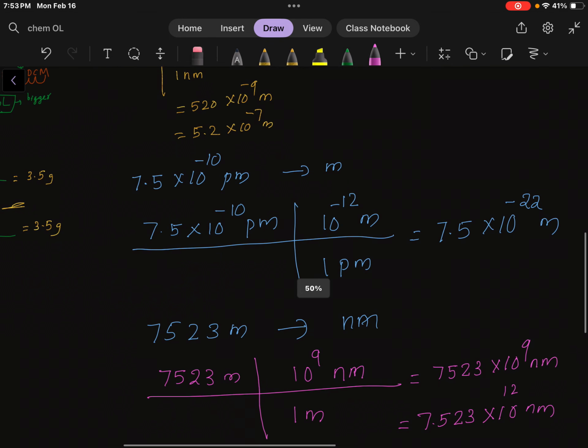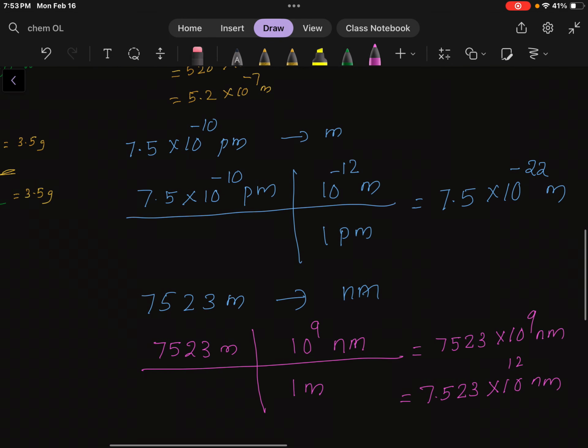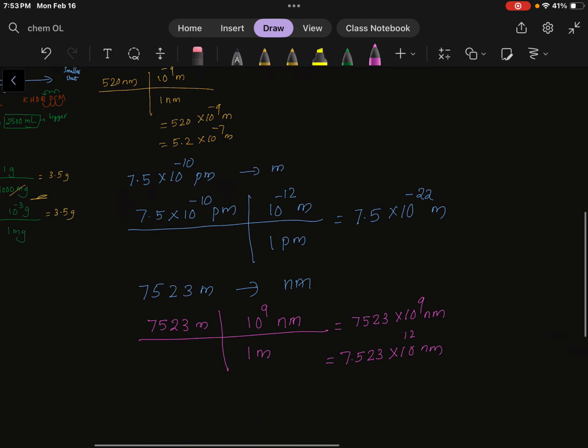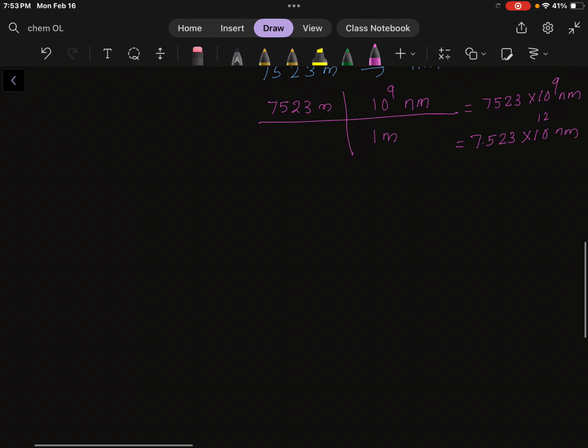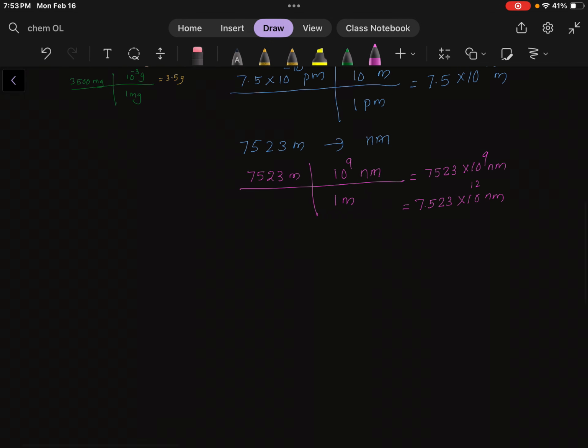So that's how we are going to do it. Whenever you go into the smaller unit, you will get a bigger number. If you are going backwards, you will get a smaller number. Okay, so double unit conversion. Now I'll do one example.